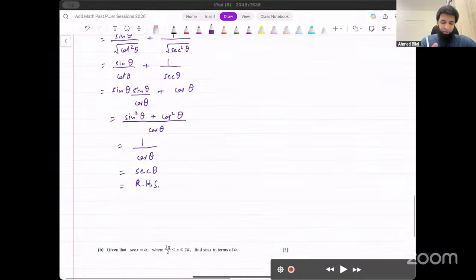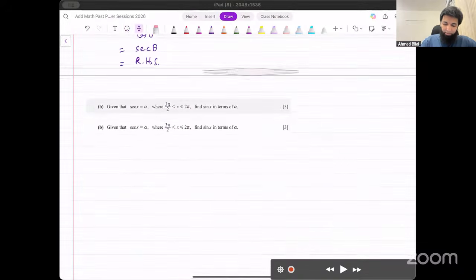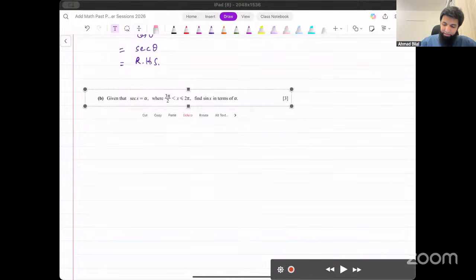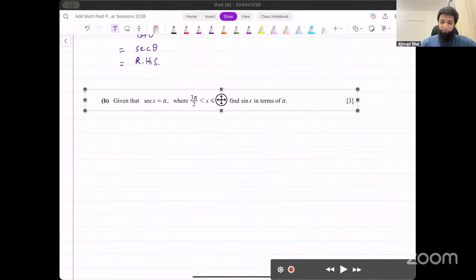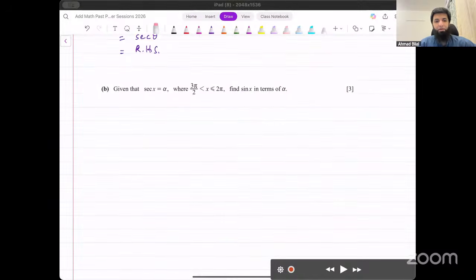Okay, that was part A of this. Let's look at part B now. In part B, they're saying, given that secant x is equal to alpha, where x is between 3 pi over 2 and 2 pi, find sine x in terms of alpha. Okay, how do we think about this? I posted a video on this as well, maybe half an hour ago: if you have one trigonometric function given, how do you find the other trigonometric functions?